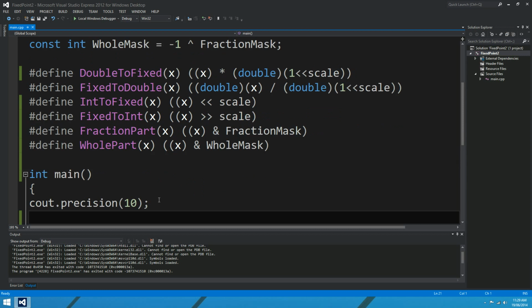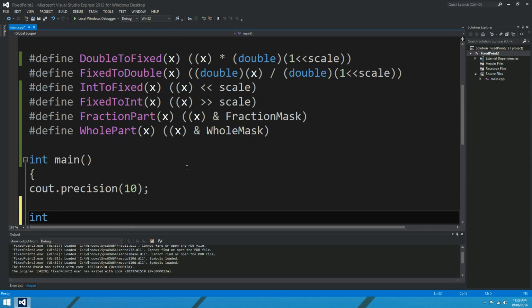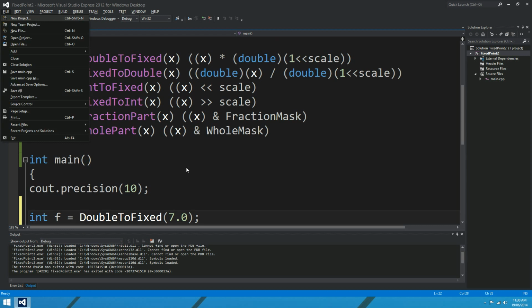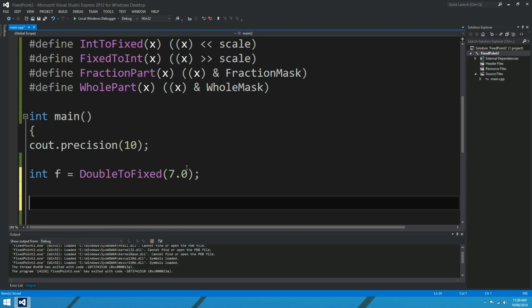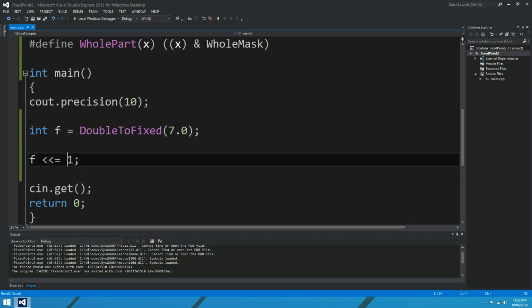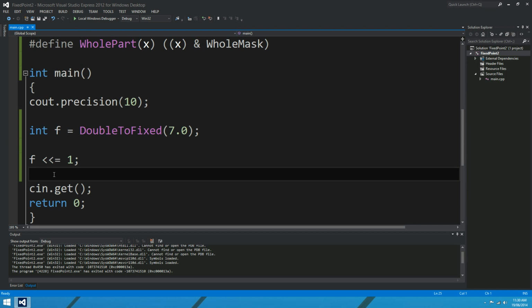Okay, so the first thing that I wanted to say about multiplication and division with fixed point is that the regular integer shifting tricks work. So if we've got a fixed number, say, I'll just call it f, and I'll say double to fixed, and we might say 7.0. If we shift f left, what we'll end up doing is doubling f. That's an integer multiplication trick, and that'll double f. Likewise, you could do division, like that.